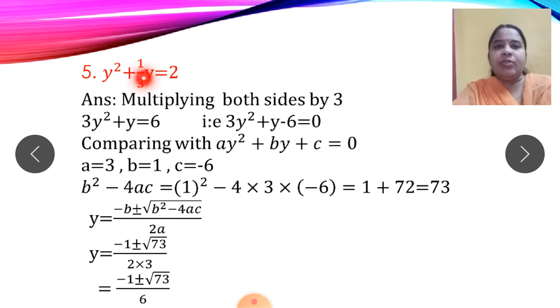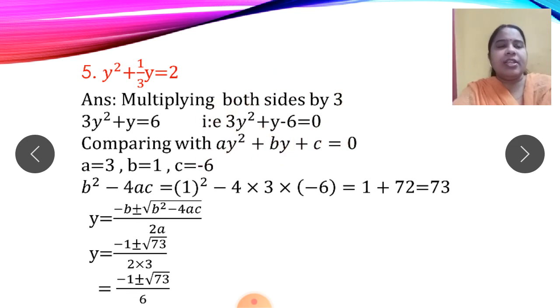So what I will do, there is a 3 in the denominator. I am going to multiply throughout by 3. So multiply both the sides by 3. This will get multiplied, it will become 3y square. When I multiply here by 3, 3 and 3 will get cancelled. Only y will be left. 2 into 3 is 6. Shift it to this side to bring it in the standard form. So 3y square plus y minus 6 is equal to 0.